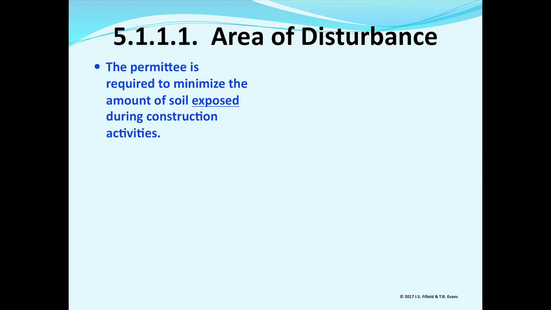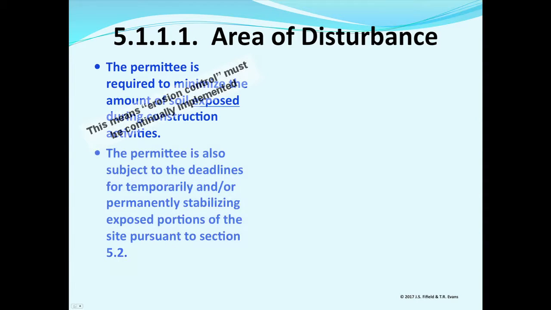All right, the permittee is to minimize it. Let's go back to that one. It says in section 5.1.1.1, you're to minimize the amount of soil exposed to construction activity. It doesn't say grub out 6 miles all at one time. It says minimize. Designers, that is your task, to make sure you get it done.